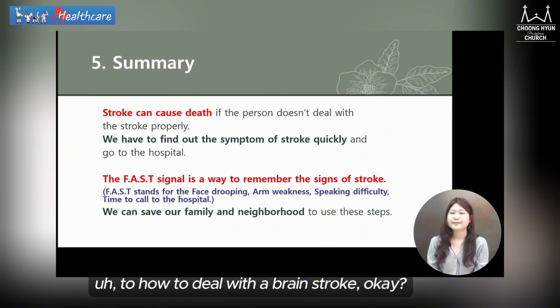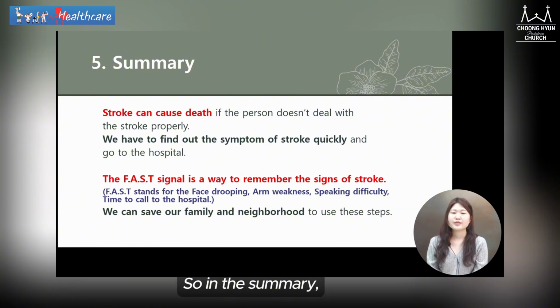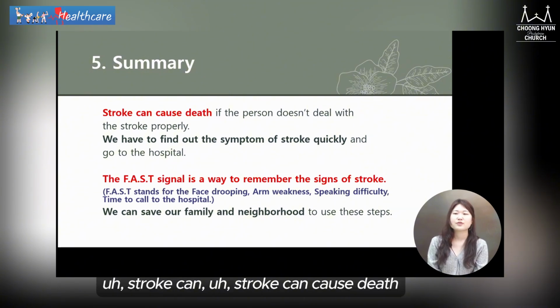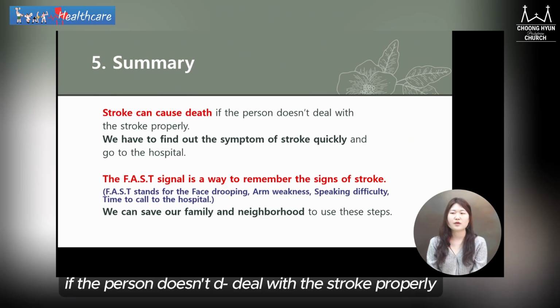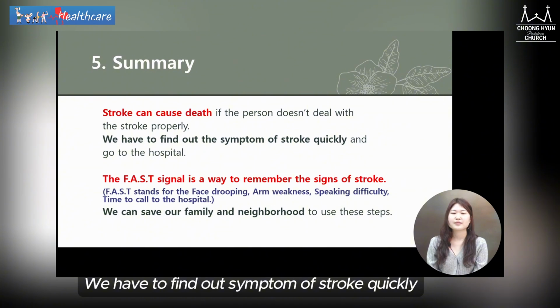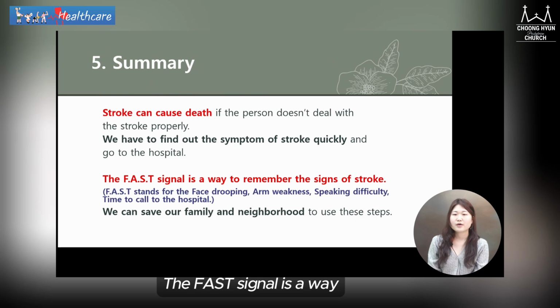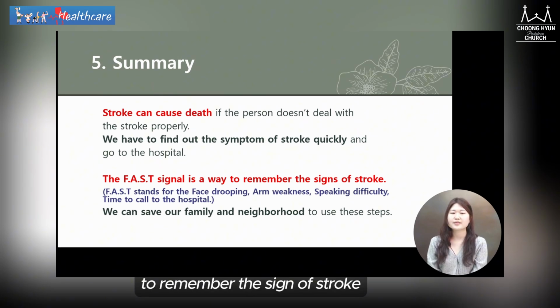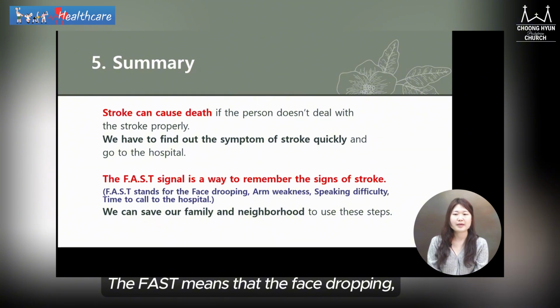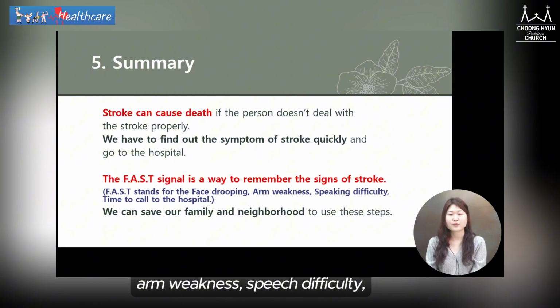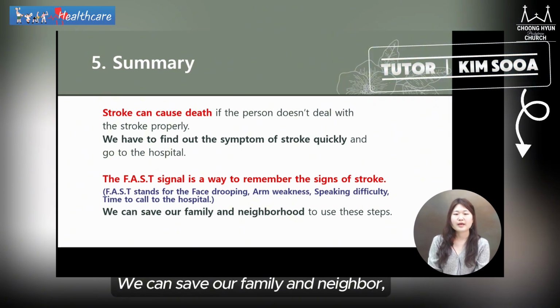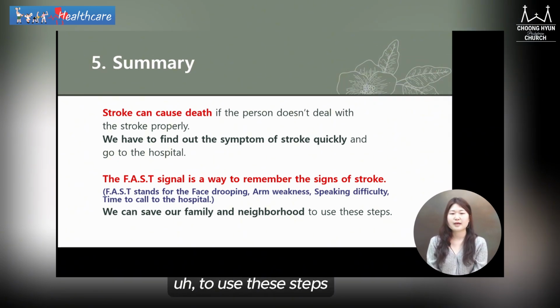Okay. So in the summary, stroke can cause death if the person doesn't deal with the stroke properly. We have to find out the symptoms of stroke quickly and go to the hospital right away. The FAST signal is a way to remember the signs of stroke. FAST means face drooping, arm weakness, speech difficulty, and time to call 102. We can save our family and neighbors by using these steps.